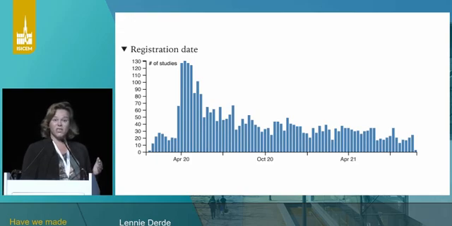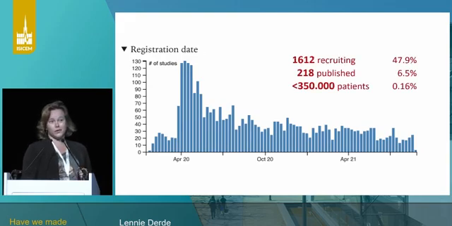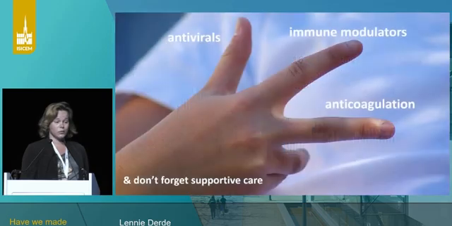You can see that up to 130 trials were started each week at a certain point. But also here, there's another side of the medal. Of these thousands of trials that have been started, only about half of them is actually recruiting patients. So that's a lot of research waste. And so far, only just over 200 have been published. That's a very low percentage. And we've included globally less than 1%, or actually less than 0.2%, of all the patients with COVID-19. So again, yes, we've made progress, but I think there's still a lot to do, because we would learn much faster if we would include even 5% of the patients globally into clinical trials.